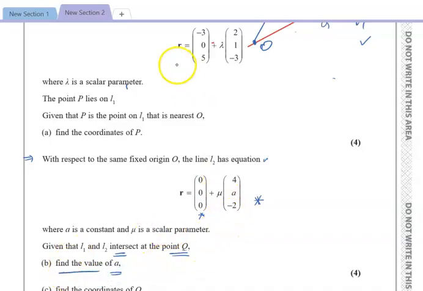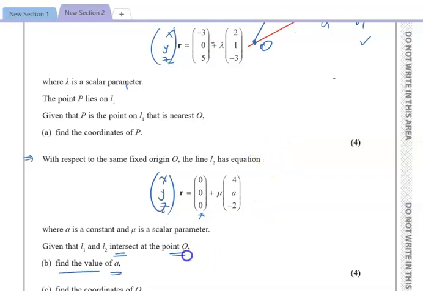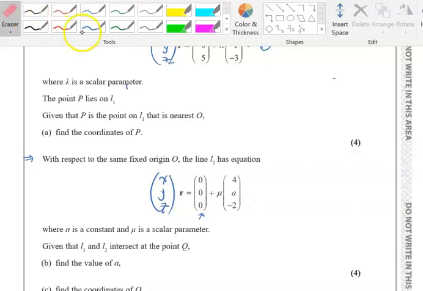Now, if these two lines intersect at one point, the x, y, z in the first one is the same as the x, y, z in the second line. So it means that if they intersect, the x's are the same and also the y's are the same. They're going to be the same. So what do we do here?